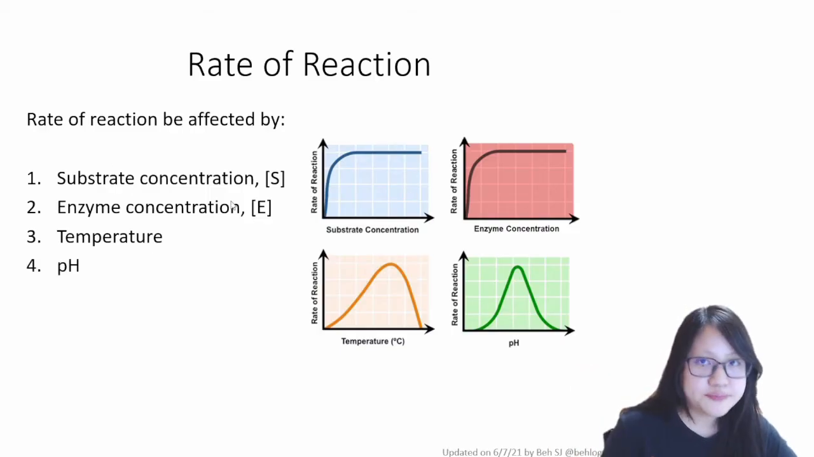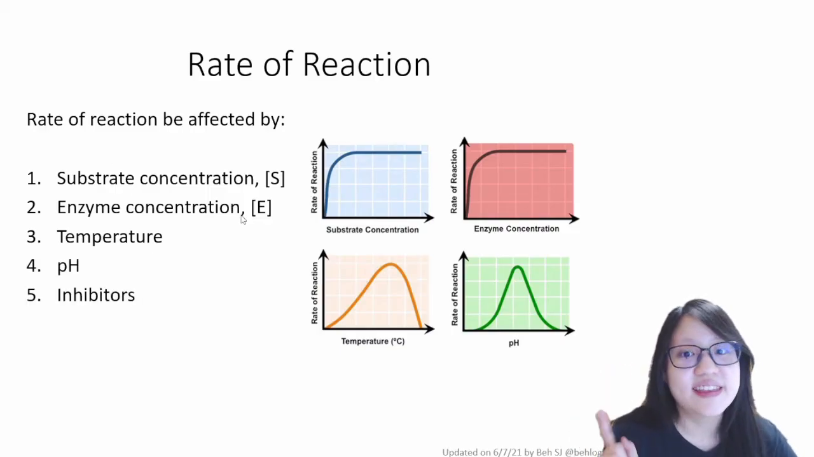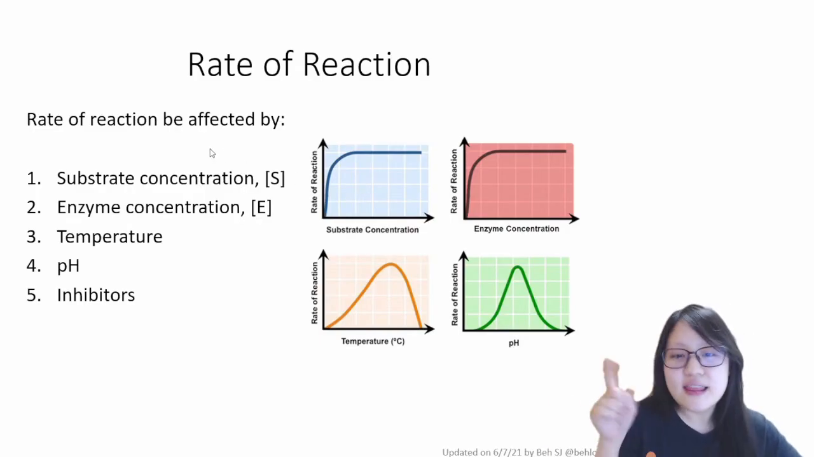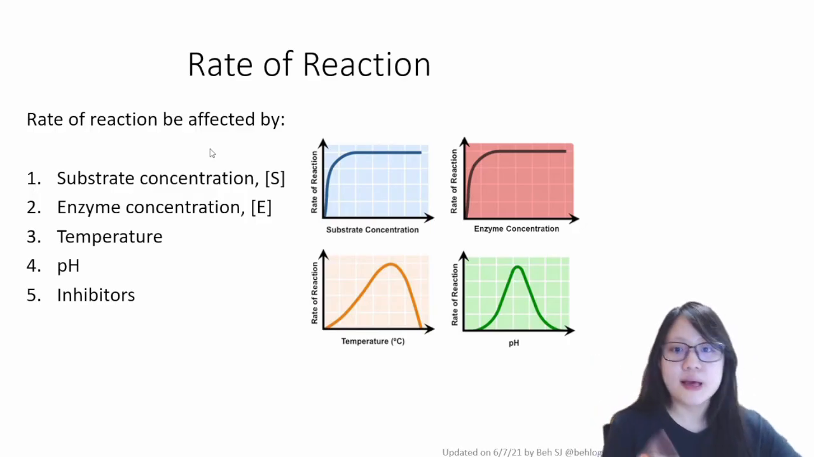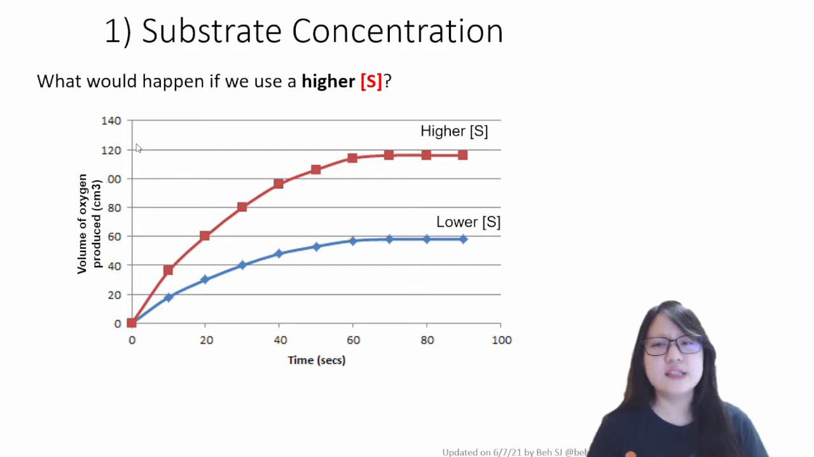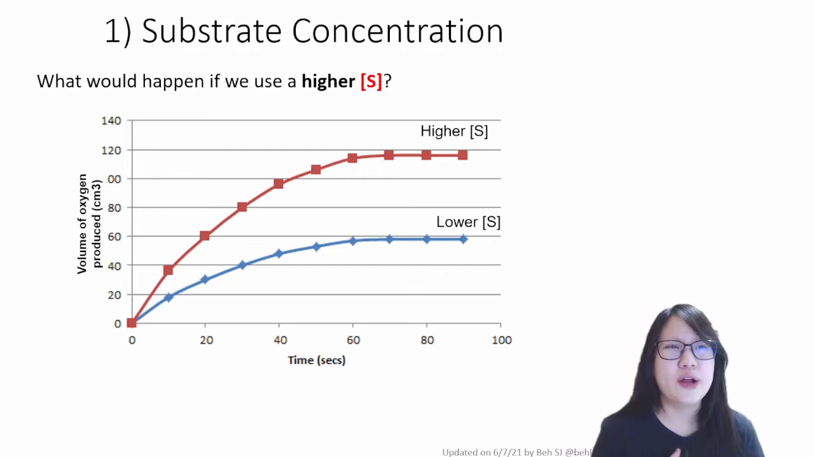These are the 4. There is a 5th thing that affects the rate of reaction, and we're going to cover that in our next lecture, okay? So not this one. Let's start with the first one really quickly, shall we? Substrate concentration. Now, let's recap and think of what we actually have learned in the previous video.